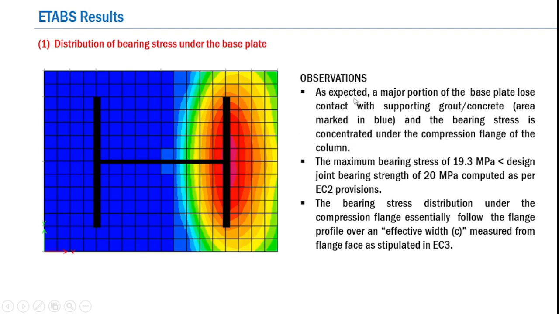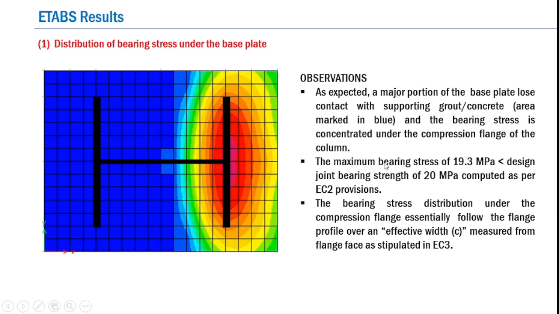The first one is, as expected, a major portion of the base plate lost contact with the supporting grout or concrete, and this area is marked in this distribution diagram in blue color, and the bearing stress is concentrated under the compression flange of the column. So you can see very clearly that this area that is in blue is having a bearing stress of 0, which means that this much area has lost contact with the grout, and as is very clearly visible, the entire bearing stress is distributed just below the compression flange of the column.